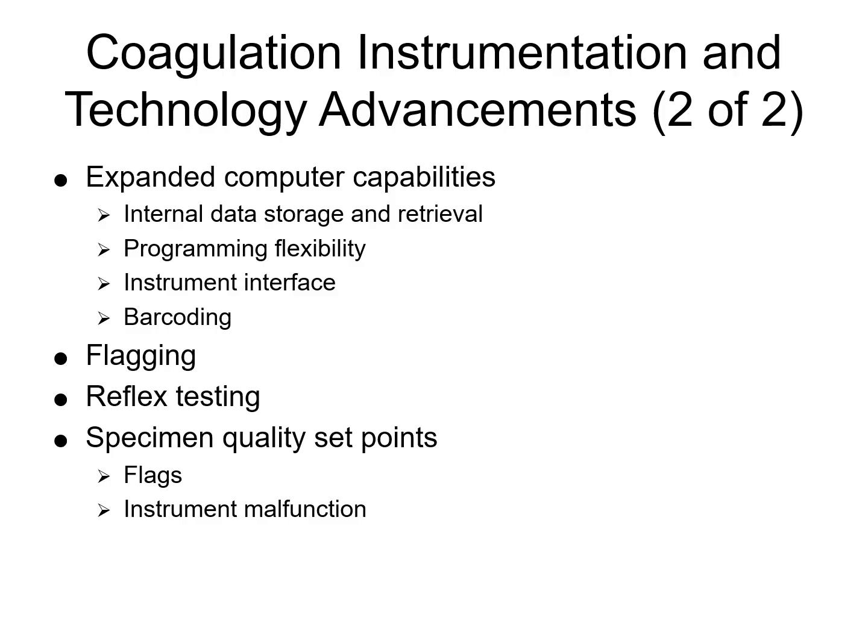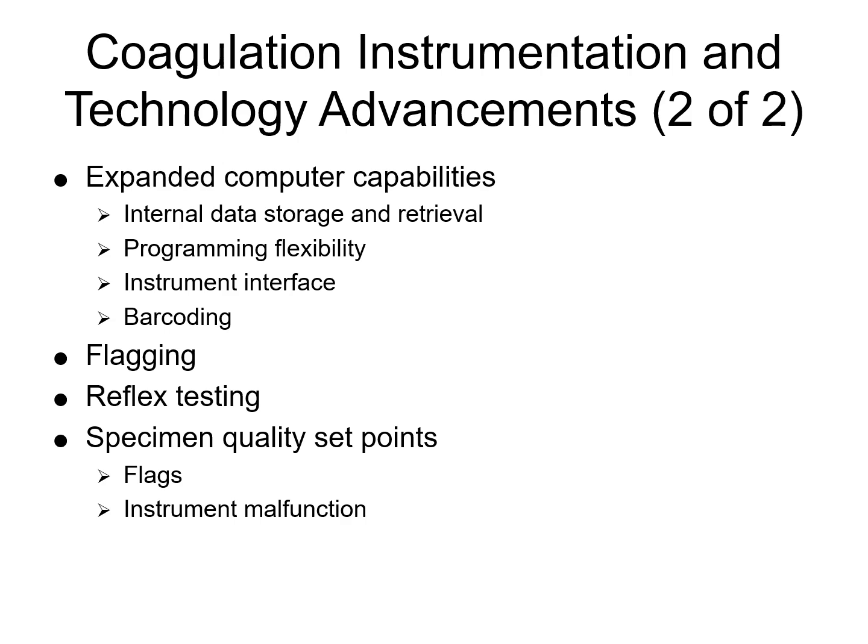For flagging, we have automated systems that can flag abnormal or critical results for immediate review by the laboratory personnel, and this has actually helped prioritize urgent cases and helped to ensure timely clinical intervention. For reflex testing, instruments or software can trigger additional confirmatory or related tests automatically based on the initial test results. This enhances diagnostic efficiency and reduces manual workload.